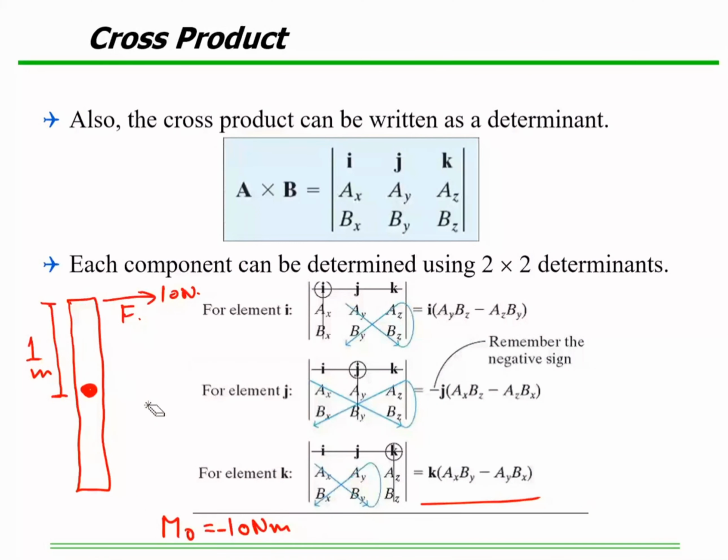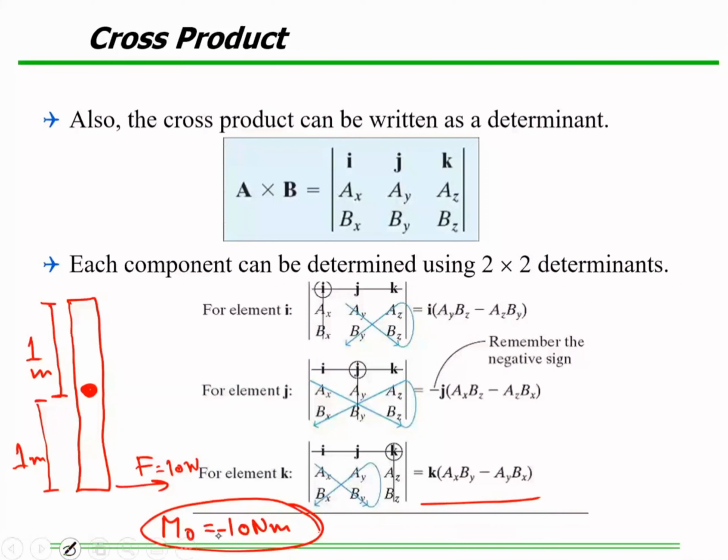Now watch what I'm doing. I'm applying the same force here. F is 10 Newton, and the distance is also the same, 1 meter. Now my moment is the same number, but it does not have a negative sign, because the tendency is to rotate counterclockwise. Is that clear?